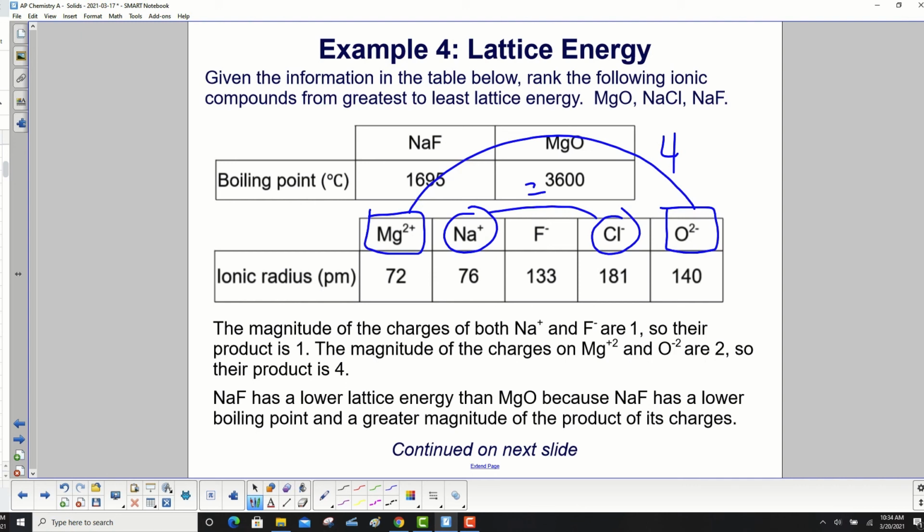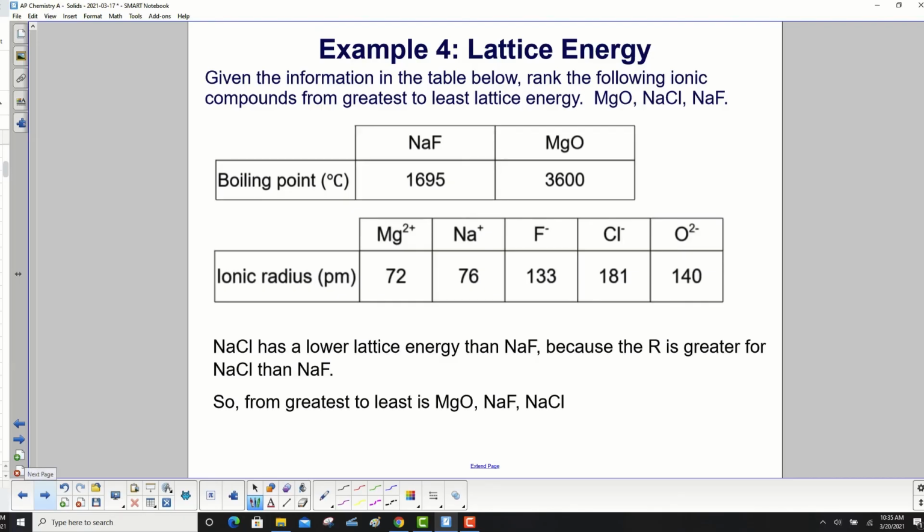Sodium fluoride has a lower lattice energy than magnesium oxide because sodium fluoride has a lower boiling point and a greater magnitude of the product of its charges. Now let's finish it up here. Sodium chloride will have a lower lattice energy than sodium fluoride. Why? Because the R is greater for sodium chloride, right? The chlorine ion has a radius of 181 picometers, and fluorine is 133 picometers. So, ranking from greatest to least lattice energy, we get magnesium oxide, sodium fluoride, and finally sodium chloride.